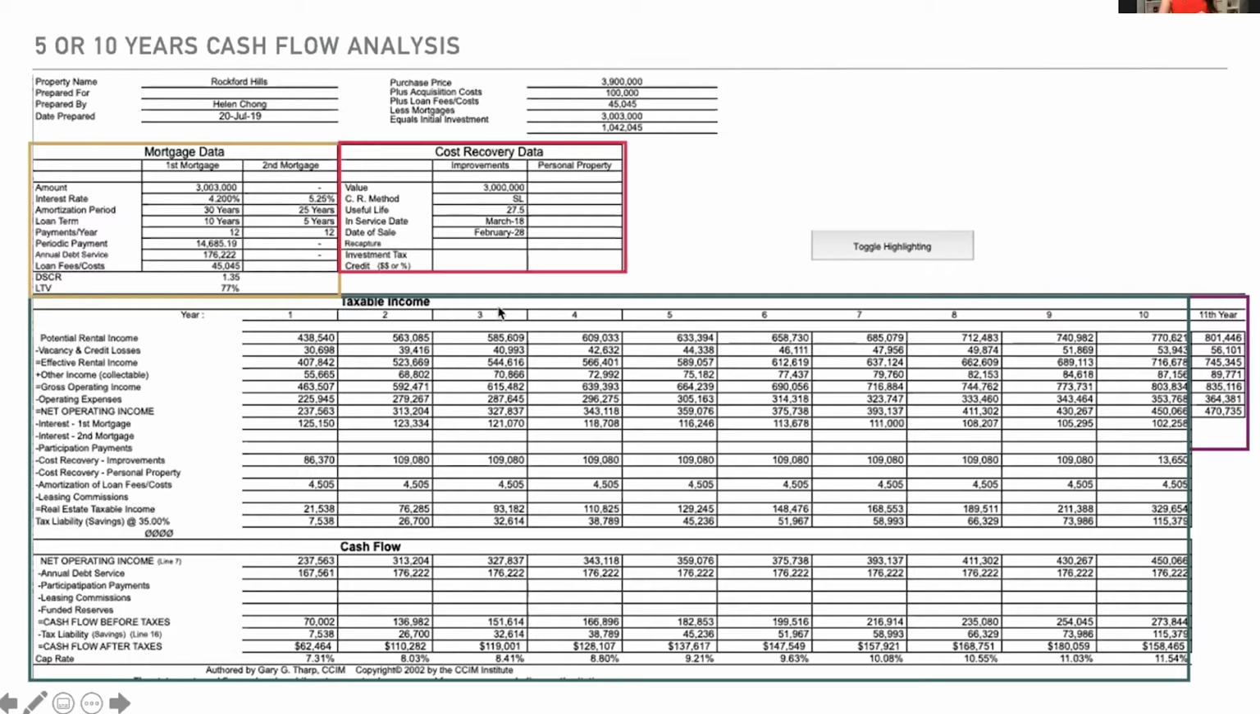And then also here is the cost recovery data. Cost recovery is basically depreciation. Now the useful life for residential property, no matter if it's 1 to 4 units or 5+ units, as long as it's for residential use, is 27.5 years. But if it's a commercial use, that's 39 years. So in a way, with residential use, you get more depreciation write-off. This is also another reason why a lot of people like to invest in multifamily.